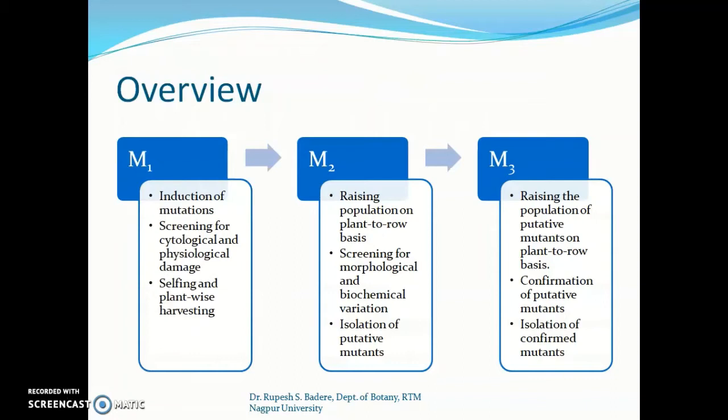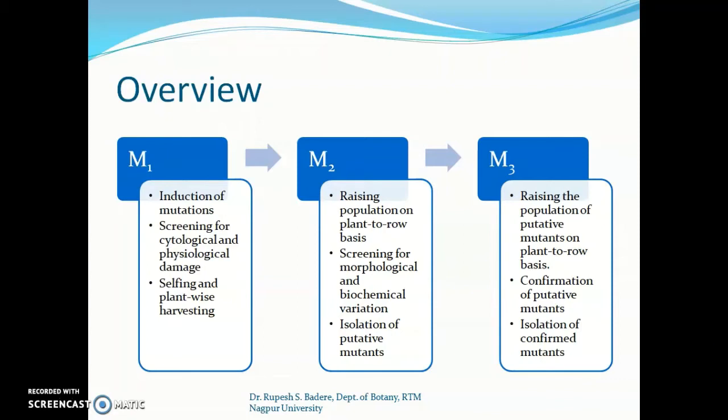The basic structure of mutation breeding involves induction of mutation, which occurs in the M1 generation. In this generation, you also assess whether the mutagenization is effective or not by screening for the cytological damages or the physiological damages, and you self these plants as well as harvest these plants individually. The seeds obtained from these plants are used to raise the M2 generation.